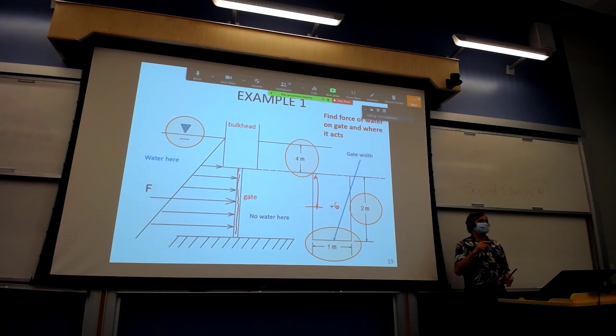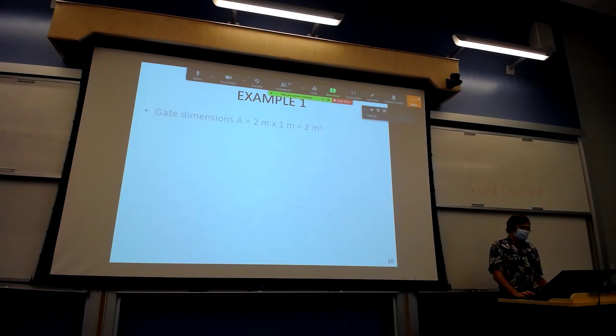Sine of theta is sine of 90, which is 1. How convenient. And here we walk, and then we run in fear. So we'll get to much more difficult problems. So the gate dimensions are 2 meters high by 1 meter wide. That gives us an area of 2 meters squared.